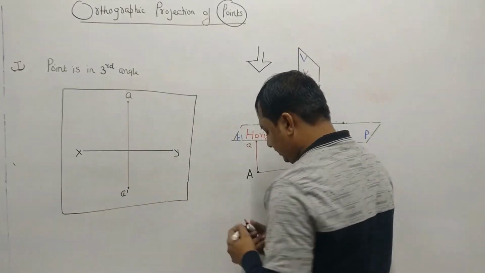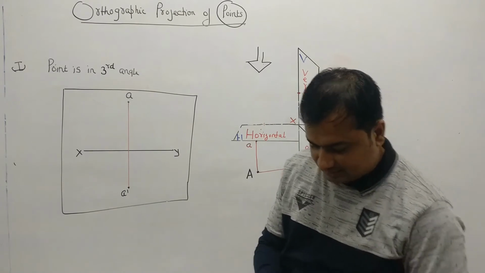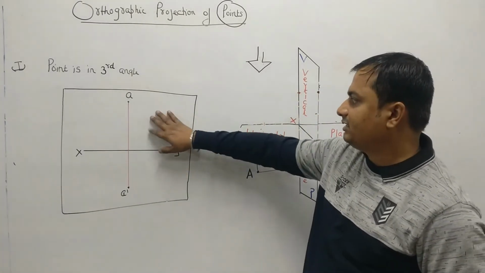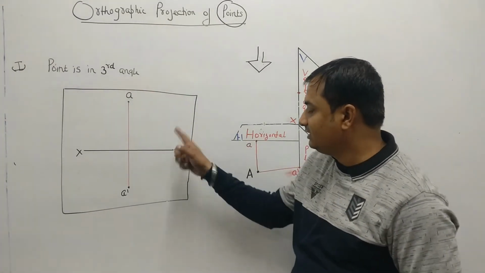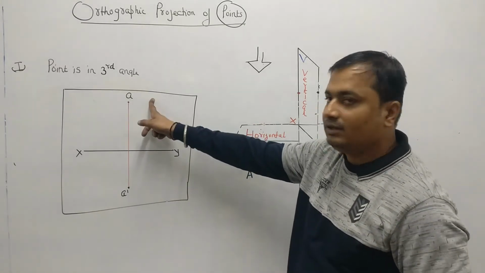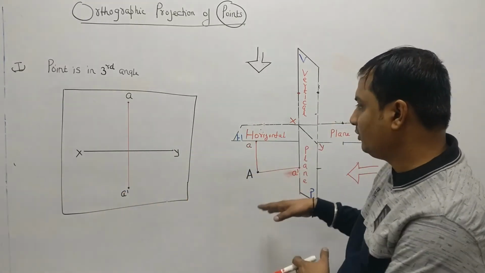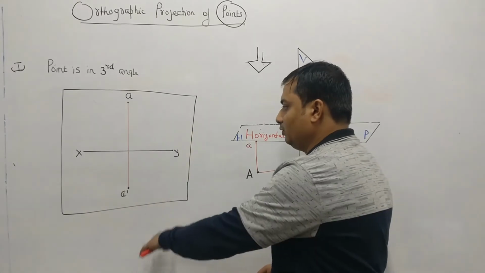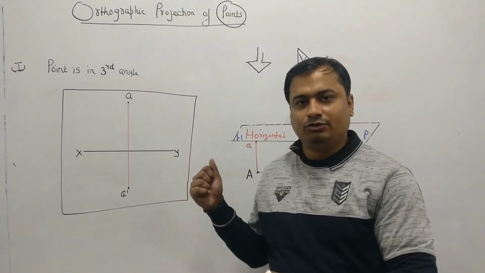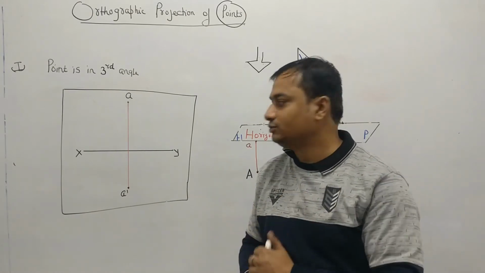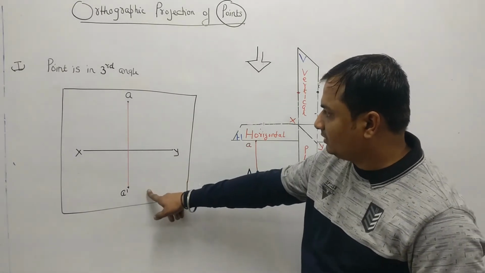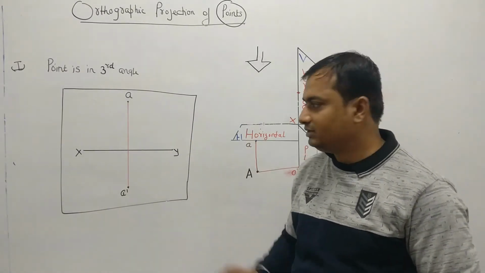So when the point is lying in the third angle, as you can see, the front view is below XY, and the top view has gone above XY. It is just the reverse of the first angle. In the first angle, the front view was above and the top view was below, but in the third we get the reverse: the front view is below and the top view is above. All these things I have also described in the last video on theory of projection. You can refer to that also. But here we can see by means of a point that the front view is below in the third angle and the top view is above. So this is called the third angle.